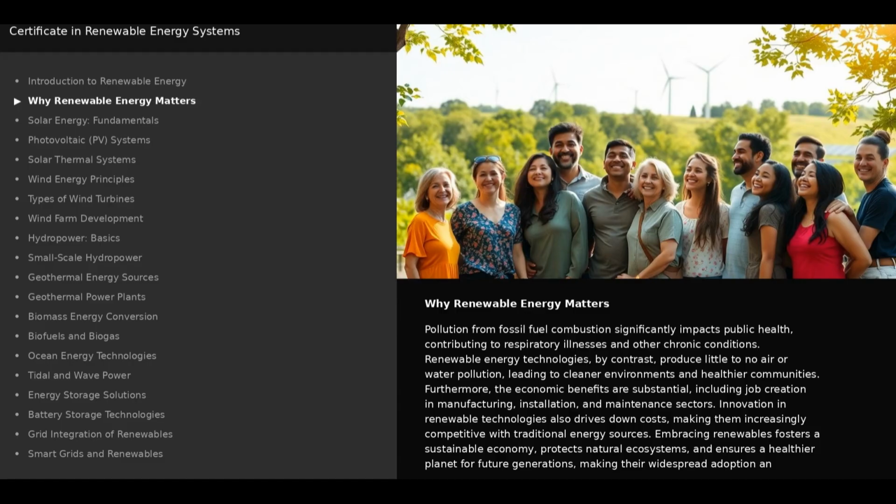Embracing renewables fosters a sustainable economy, protects natural ecosystems, and ensures a healthier planet for future generations, making their widespread adoption an undeniable priority for global well-being.